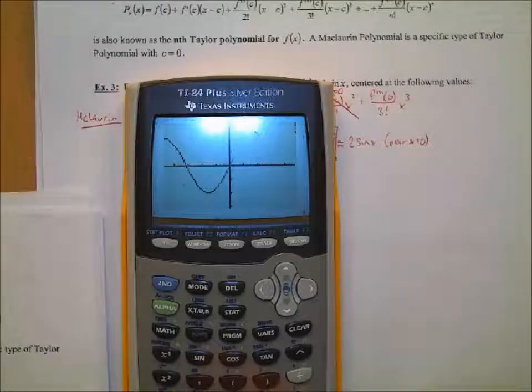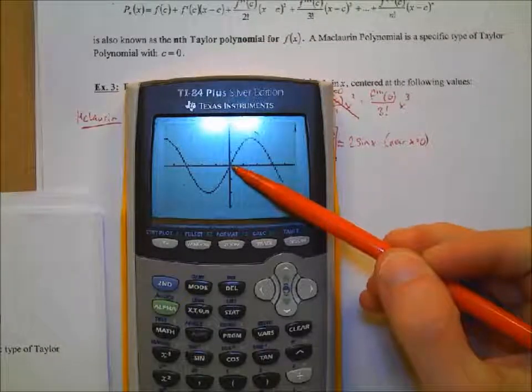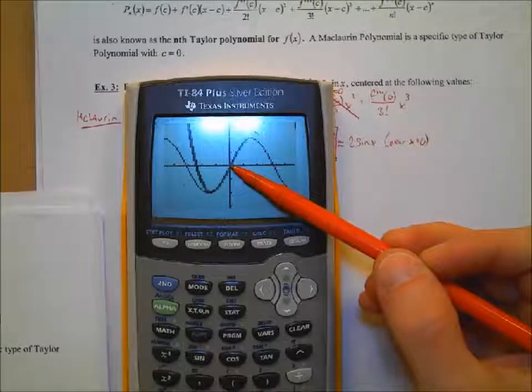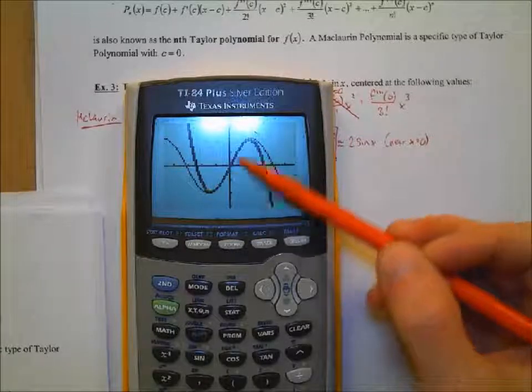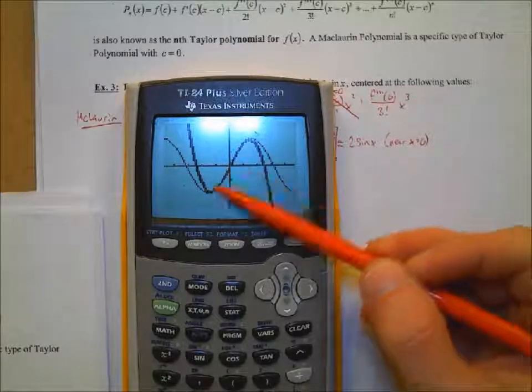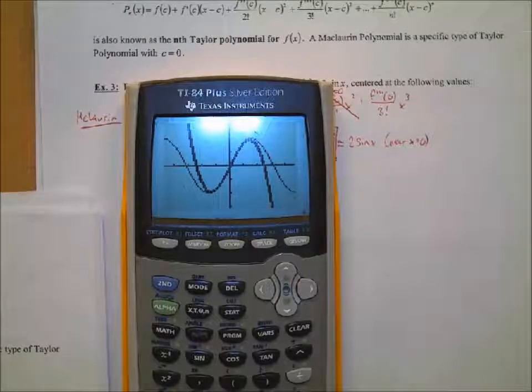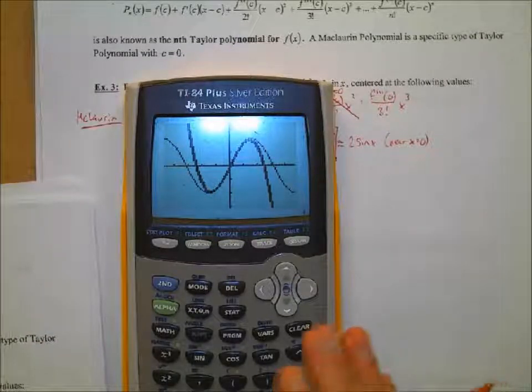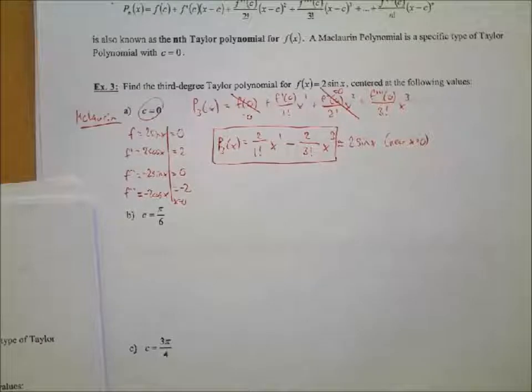And so here's 0, right? We're trying to build this polynomial to match the behavior of 2 sine x right around 0. And look at that. Right around 0, we are pretty doggone close there. You can see how close we are to the actual 2 sine x. And again, as we do more and more steps, our polynomial gets closer and closer to the graph of 2 sine x.